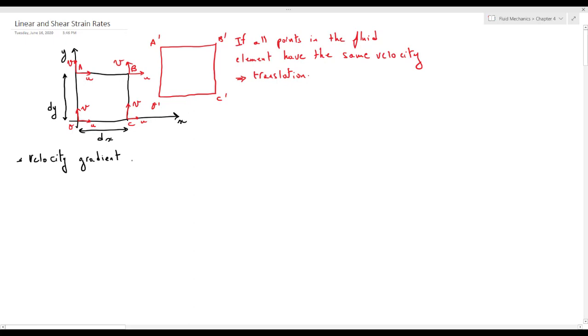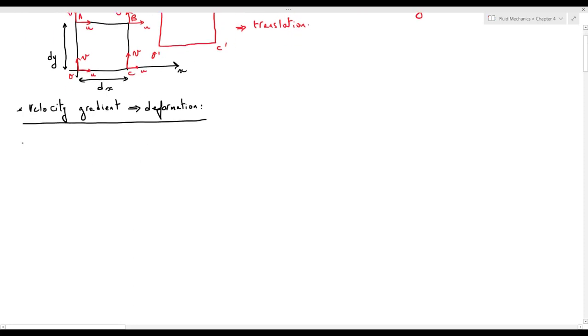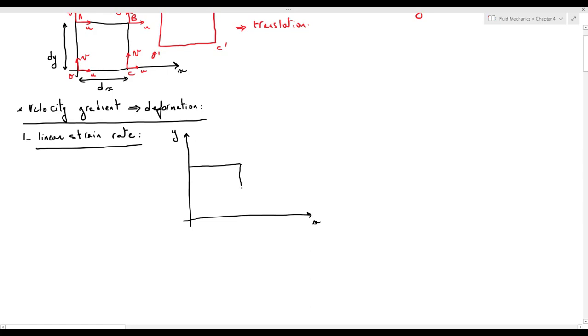However, if we have a velocity gradient, then the fluid element will deform. So we have two types of deformation, either a linear deformation, and it will be associated with the linear strain rate. So first we will talk about the linear deformation, and we will define the linear strain rate. So we'll take the fluid element in the xy plane. We'll draw the points O, A, B, C.